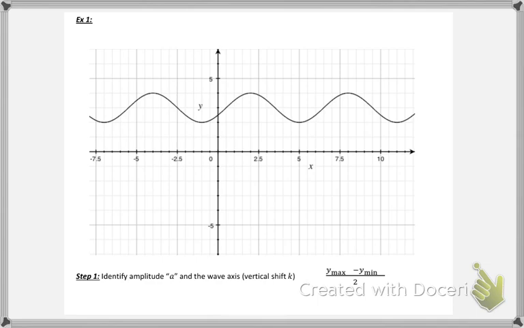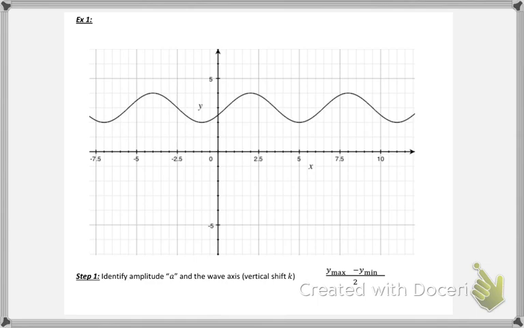So steps, my recommendation is to start with the easiest thing that you can identify, which is the amplitude and the wave axis. Now remember, the amplitude is half the distance between your highest and lowest point, right? It's the distance from your high point to your midline and the distance from your low point to your midline. So a couple of ways you could do this. Since it's half the distance between your high and low points, you could just take your highest point and your lowest point, subtract, find the difference, and divide by 2.